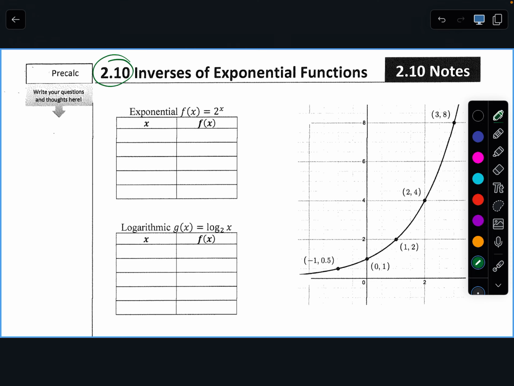So the first point we looked at was when x is -1, y was 0.5. When x was 0, f of x was 1. When x was 1, f of x was 2. When x is 2, f of x was 4. And when x was 3, f of x was 8. So if I'm looking at this, I notice that the base here is 2.